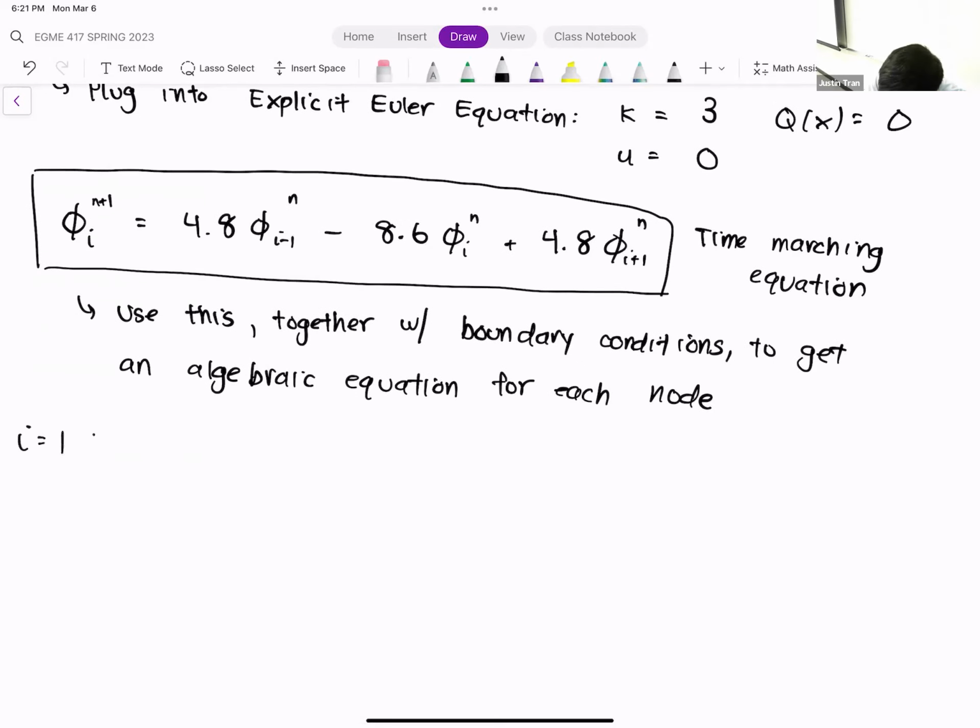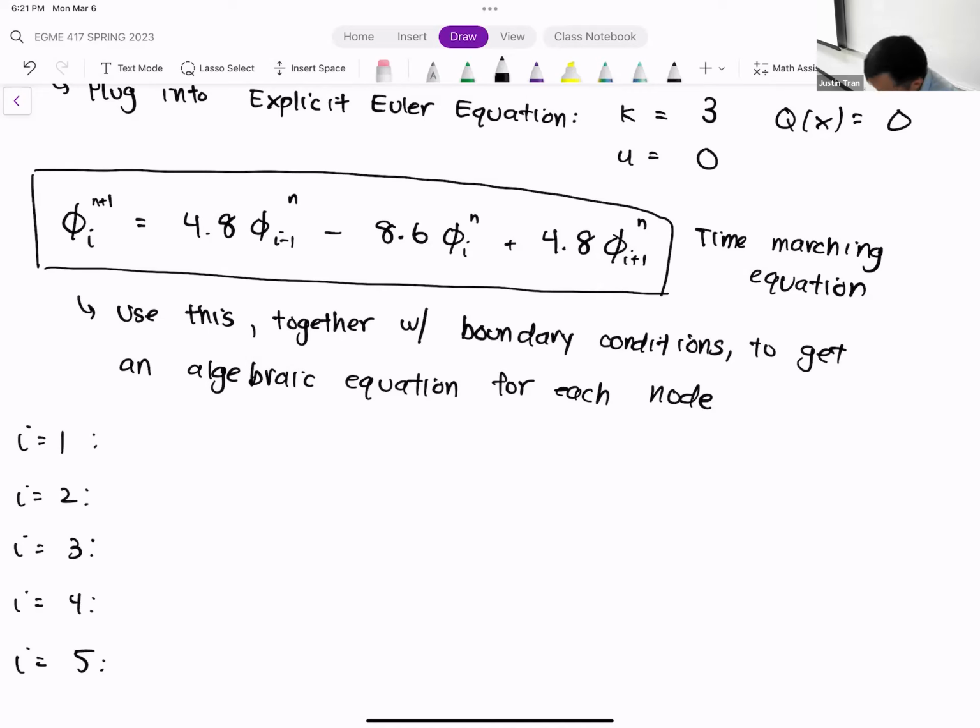And so just like we did before, now you make space for all 5. Okay, so we're going to have an equation for i equal to 1, i equal to 2, i equal to 3, 4, and 5. So first thing you should notice here is that because the right-hand side of this equation has i minus 1 and i plus 1, we can only apply that equation to the interior nodes. Okay, so let's do that first. And so let's go ahead and apply it to nodes 2, 3, and 4.